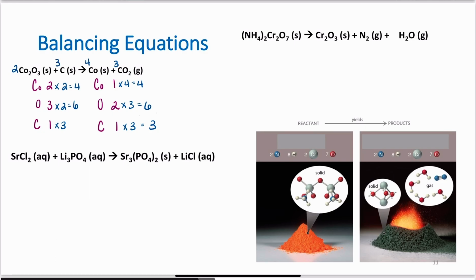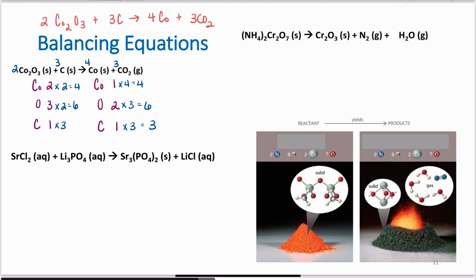And just to rewrite this so you guys can see it clearly, now we'd have 2 Co2O3, 3 carbon, 4 Co, and 3 CO2. Let's check everything. Oops. It would help if I wrote the right formula. I apologize. One second. There should be a 2 there. Wrong direction. One sec. I apologize. There we go.